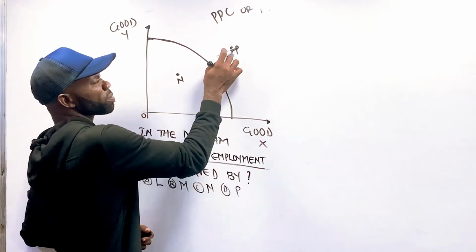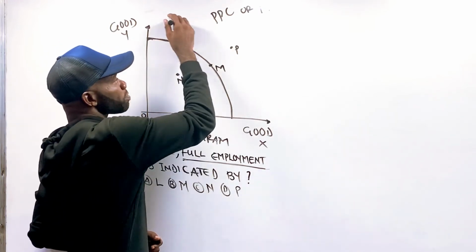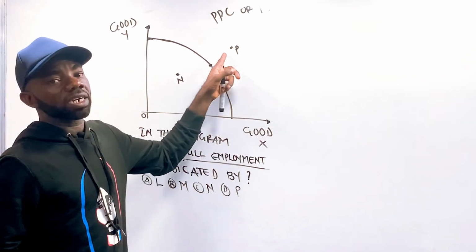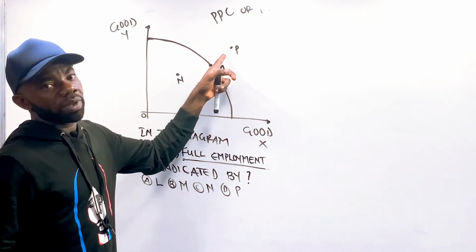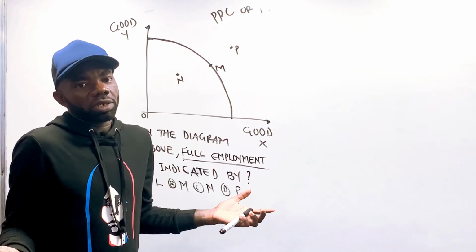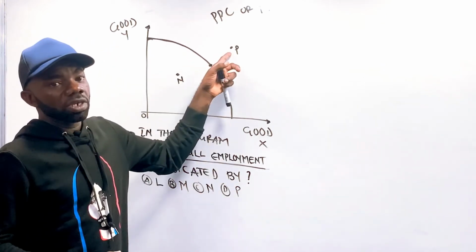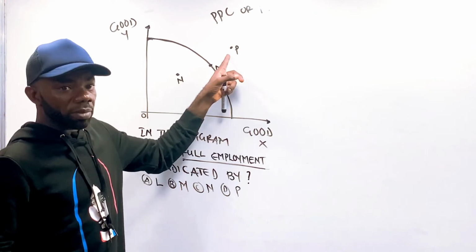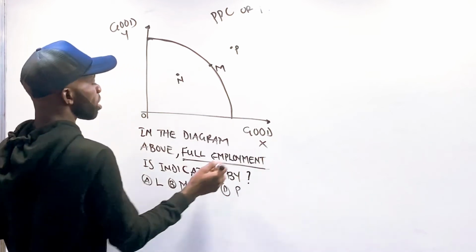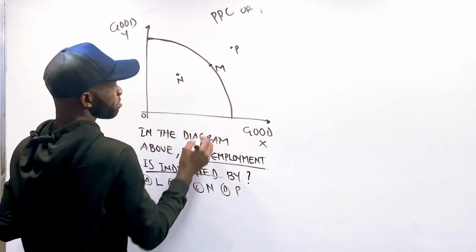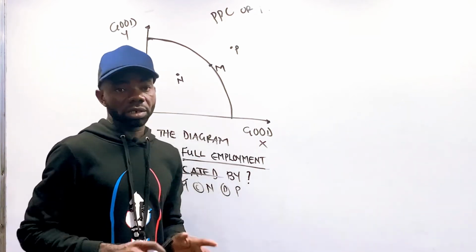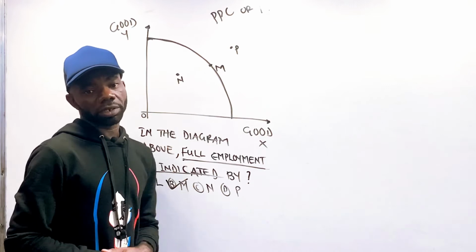P is another point, but non-feasible. Why is P not feasible? Because our resources cannot carry production at that point. What it takes to get to P is an increase in resource availability, be it level of technology or population. We would need to improve our resource availability to be able to produce at P. So from what we have on the board, full employment is indicated by the point M. And the reasons have been stated during the explanation. That ends it for this question.